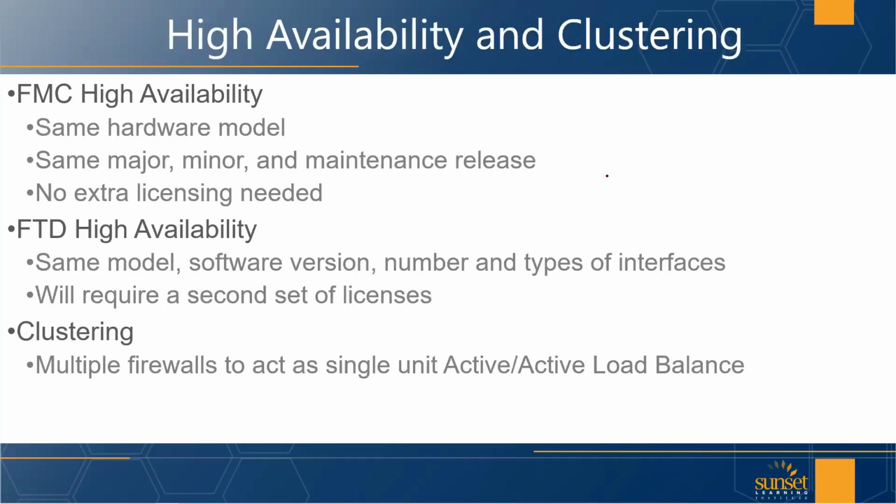On an FTD, high availability and clustering, or FMC also, right? So FMC, we have to have the same hardware, same release, and then no extra licensing. FTD, we have to have the same model, same software, same number and types, and you will have to get a second set of licenses for your base, your threat, your URL, whatever you have on the main. We have to buy that second set of licenses for the backup. There is a license bundle out there you can get. You have to look at HA bundle and talk to your account reps about that if you need.